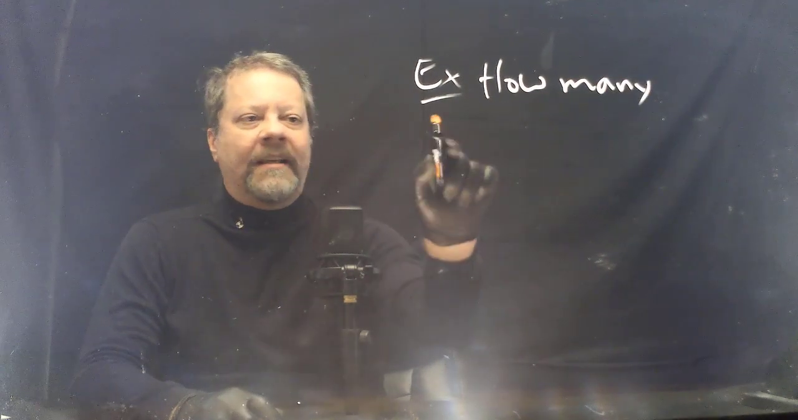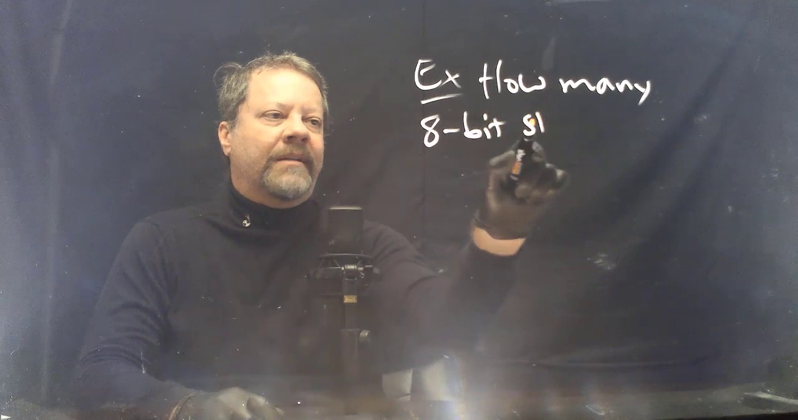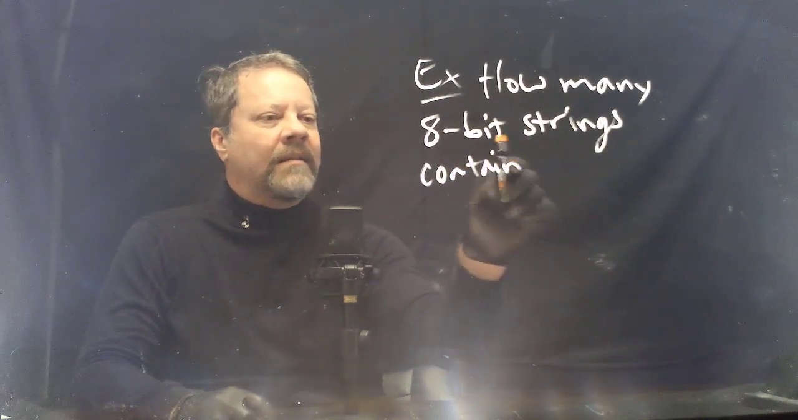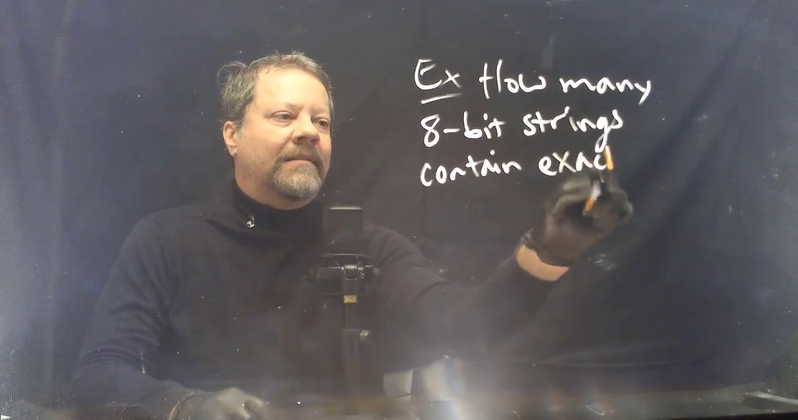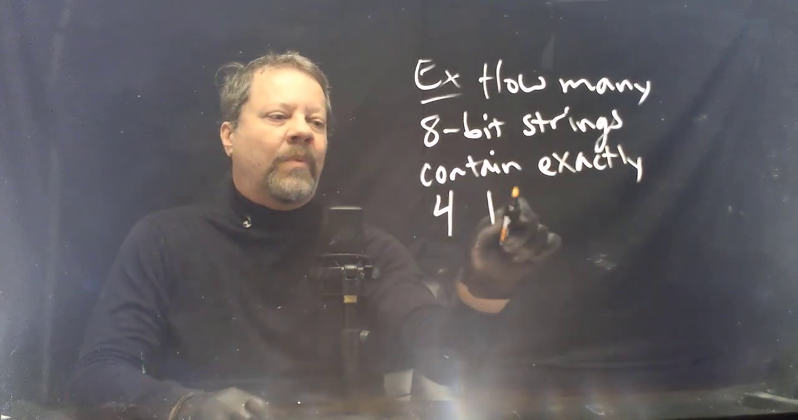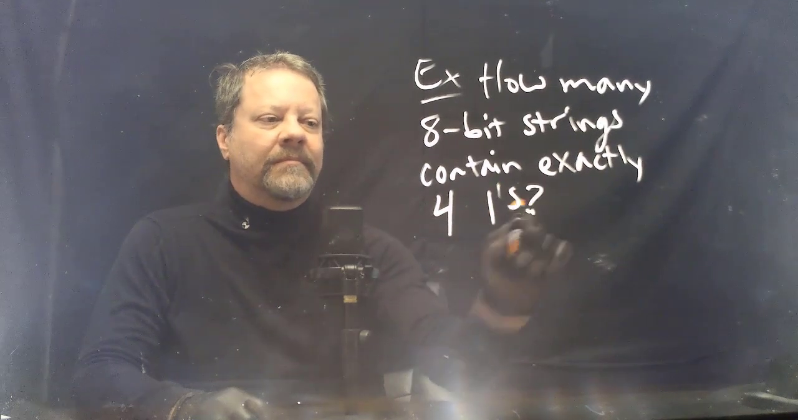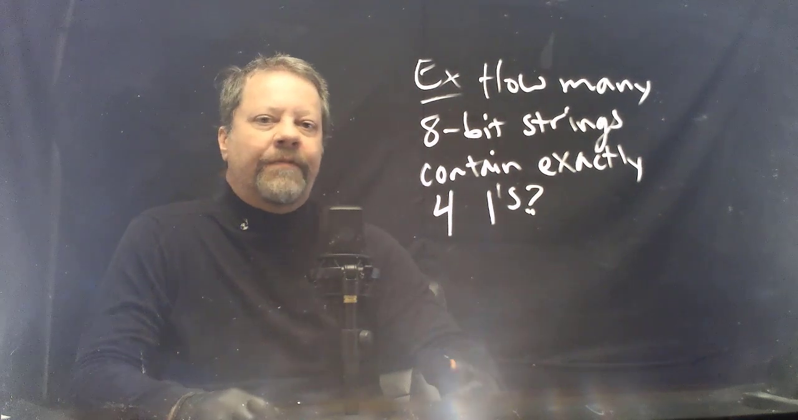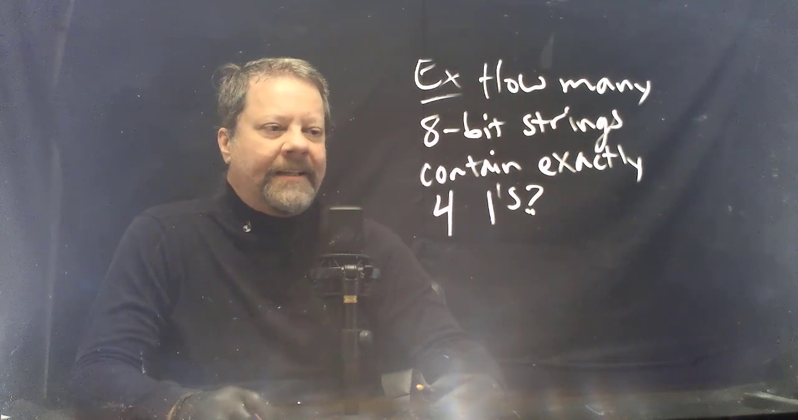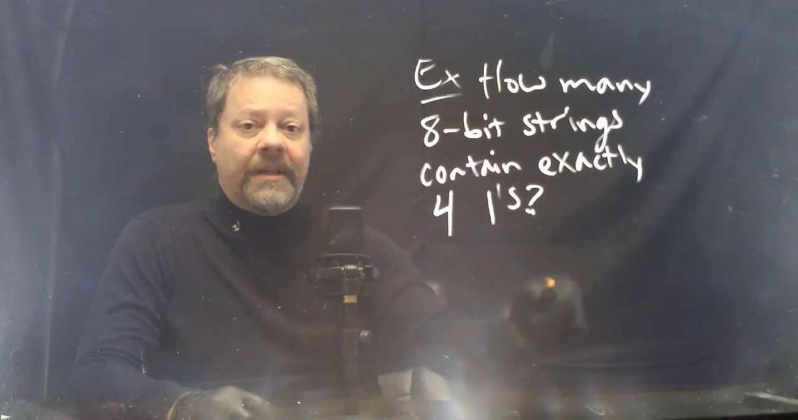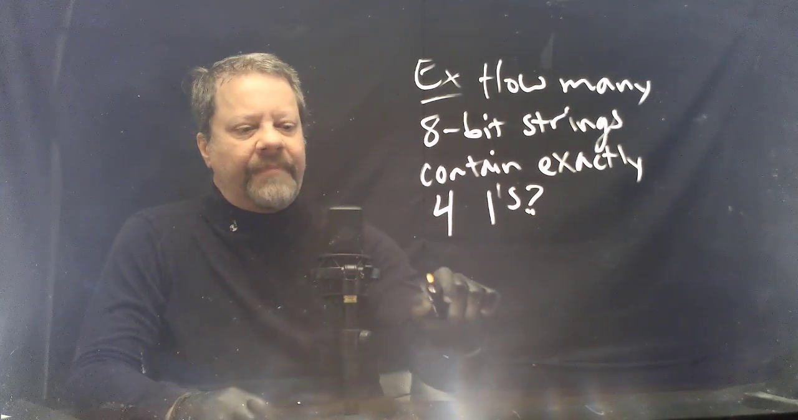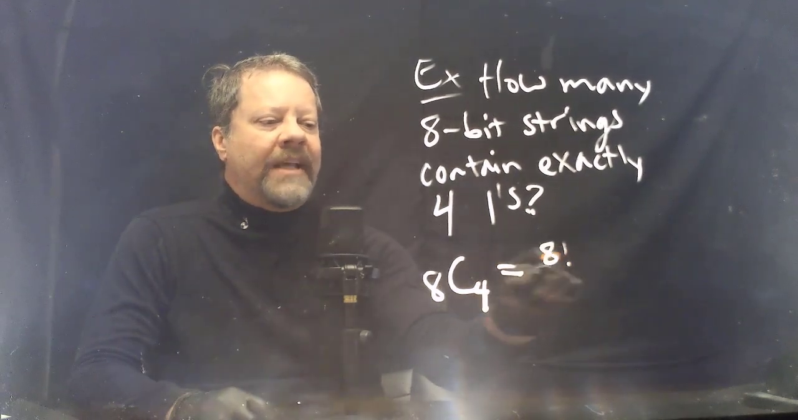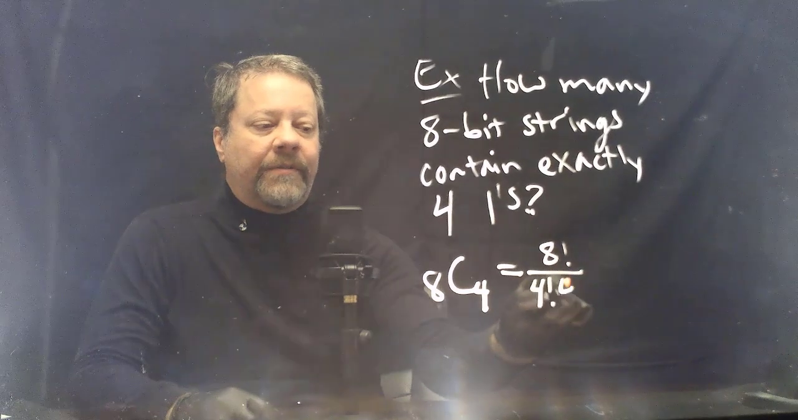How many 8-bit strings contain exactly 4 ones? Well, you have 8 slots, but you're going to choose 4 of them. And it doesn't matter what order you choose them, just that you choose the same 4. So it should be 8 choose 4, which is 8 factorial divided by 4 factorial 4 factorial.